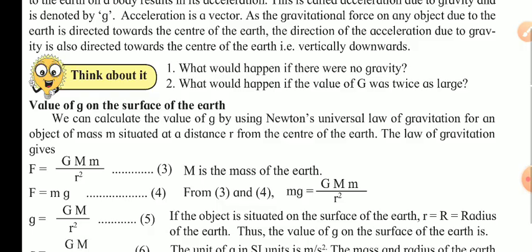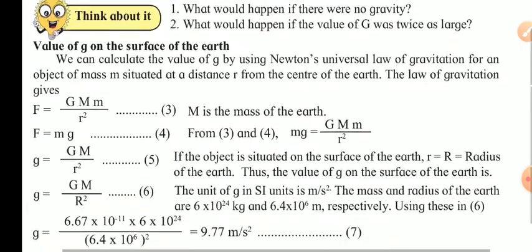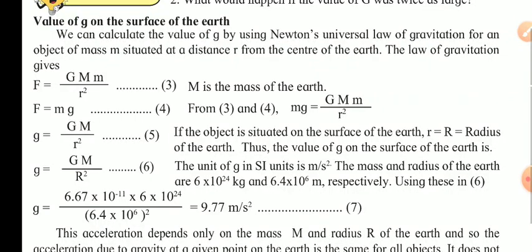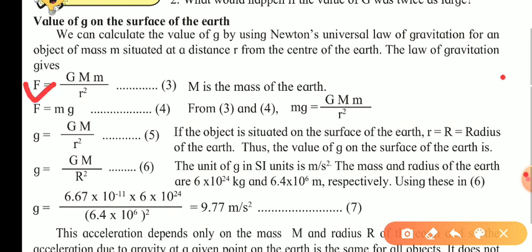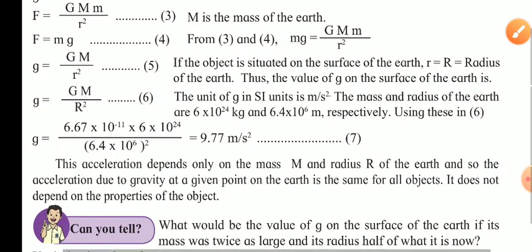as a direction. Now the next part we have to study is the value of g on the surface of the Earth, which we will see with some derivation. First of all, F is equal to capital G, capital M, small m upon r square. Capital G is the universal gravitational constant, capital M is the mass of the Earth, small m is the mass of the object, and r is nothing but the distance.